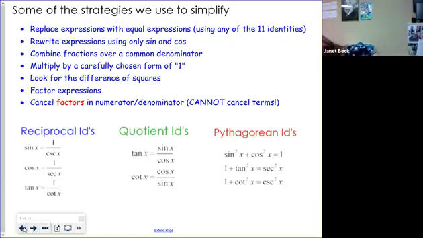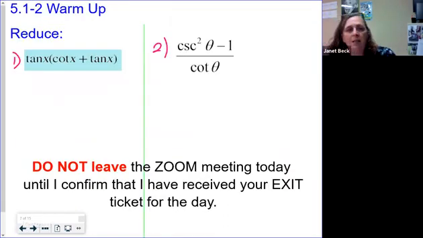So here's your warm-up. I'm giving you 2 minutes on your warm-up. Off you go.